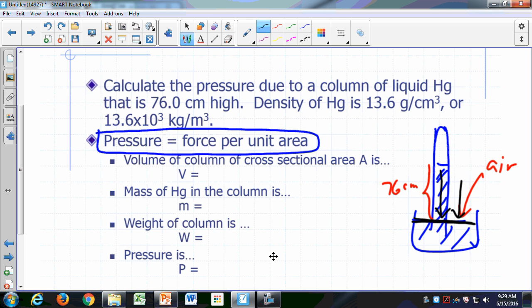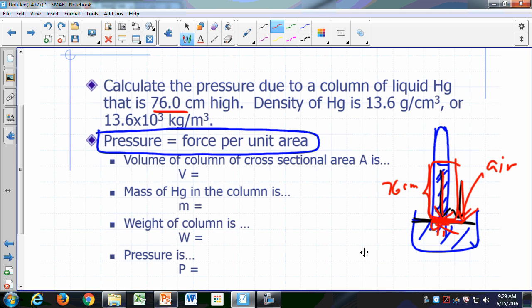Pressure is just the force you would feel per unit area if you were down here at this level. The pressure that the air exerts at that point is the same as the pressure that the column of mercury is exerting at that point. So let's try to derive what the pressure due to this column is in terms of SI units, so we can have a relationship between 76 centimeters of mercury and the SI units.